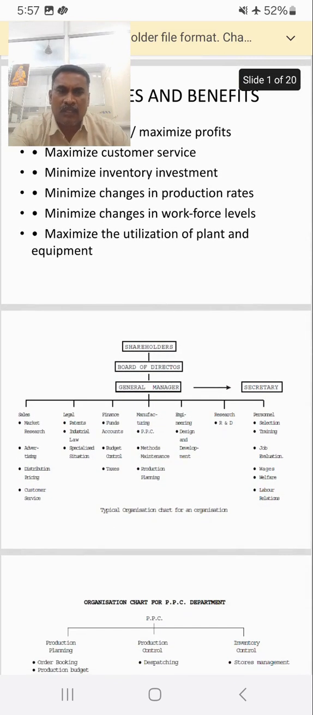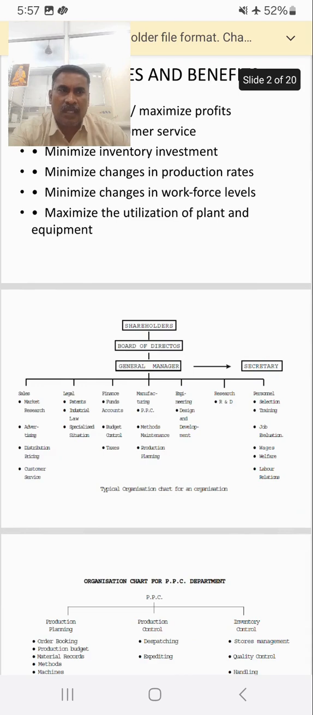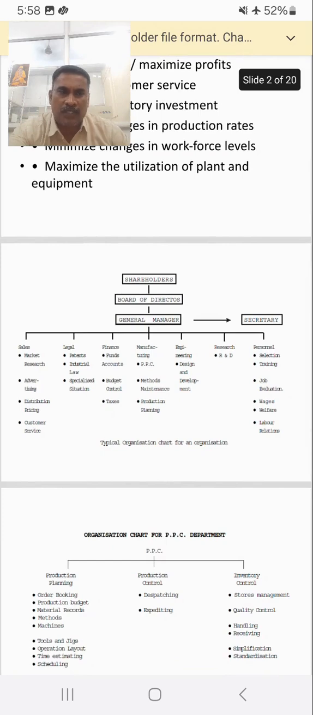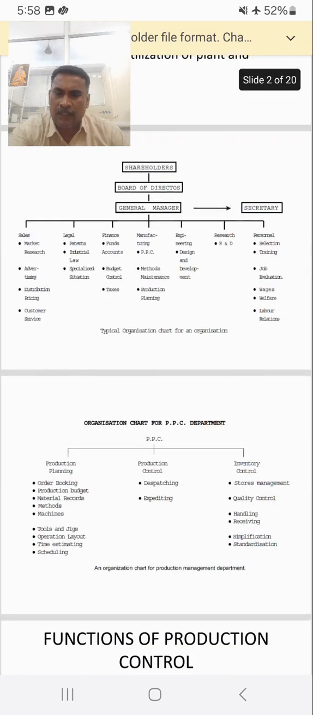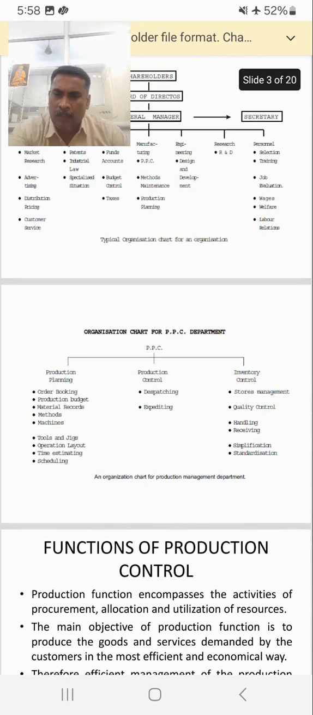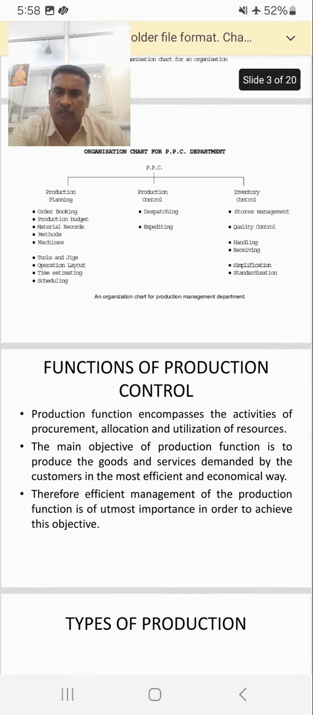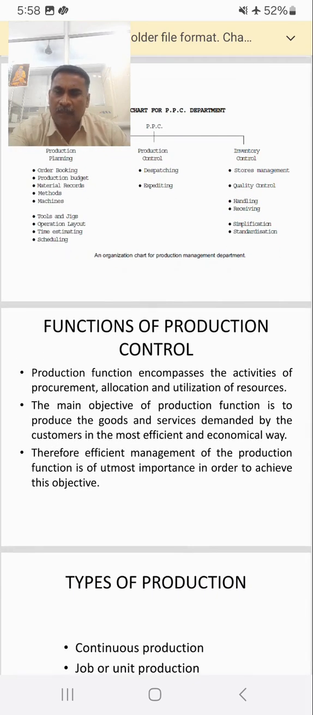This is the organization chart showing how the production planning functions. Normally, production planning and control sits under the shareholders, board of directors, and then the general manager. And here it is classified into production planning, production control, inventory control, and then the materials department and quality department. The important thing is that production planning and control is needed by the company. And we already discussed the functions of production planning previously.